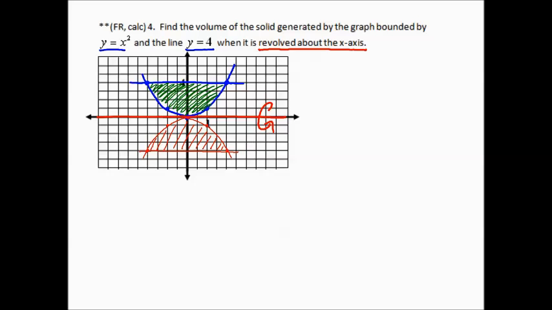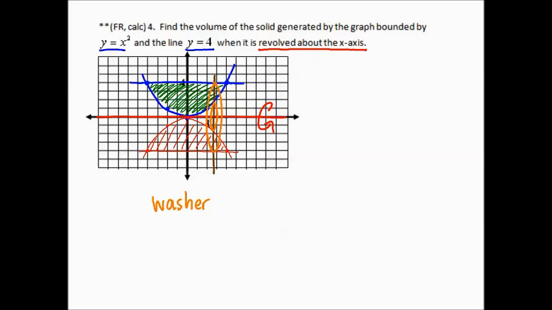How do I slice? Just like with disk method, perpendicular to the axis of rotation. Now I don't like to slice down the middle because I don't want to be misled that there's no hole in this. I want to slice off center so that when I picture one of these circular cross sections, I can tell that there is a hole in that cross section. So I know that I will be using the washer method.